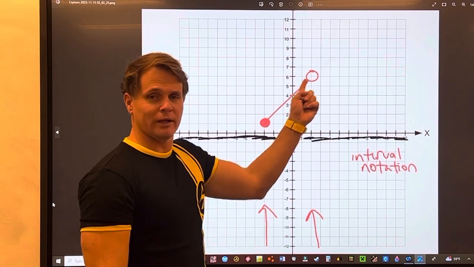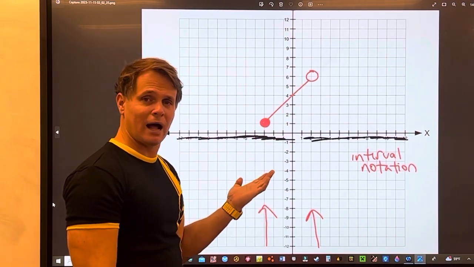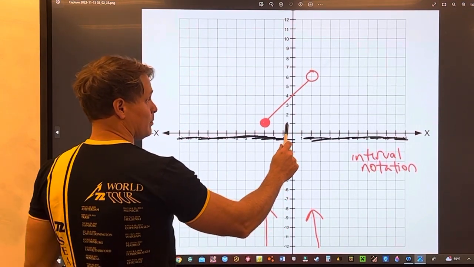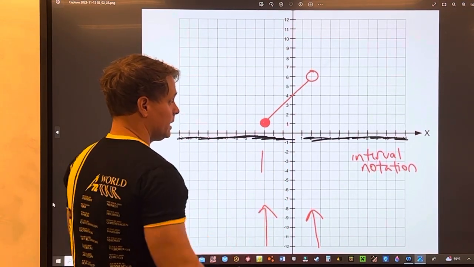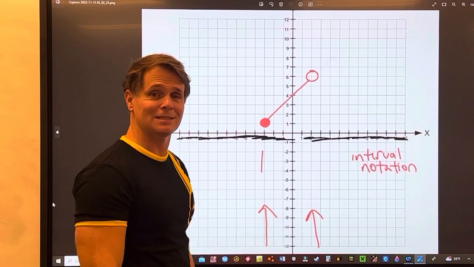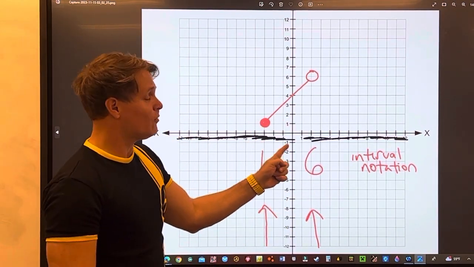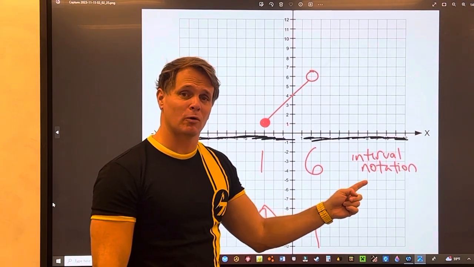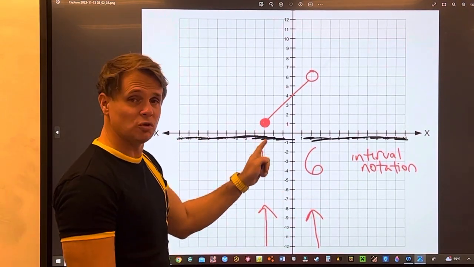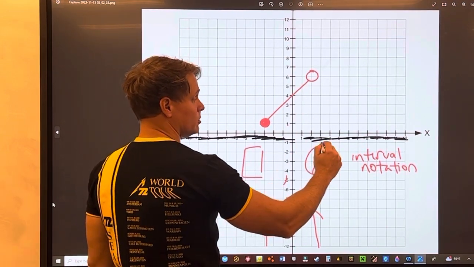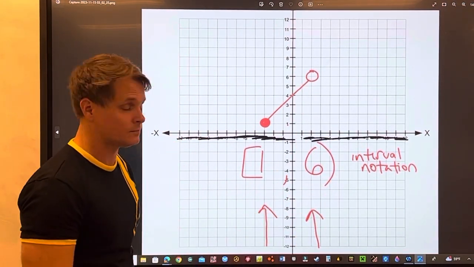So there's 2 points here. I'm going to put the smallest one on the left and the biggest one on the right. The smallest one is +1. The biggest one is +6. Now again, interval notation has brackets and parentheses. Since it's a closed circle, I'm going to use a bracket. And since it's an open circle, I'm going to use a parenthesis.